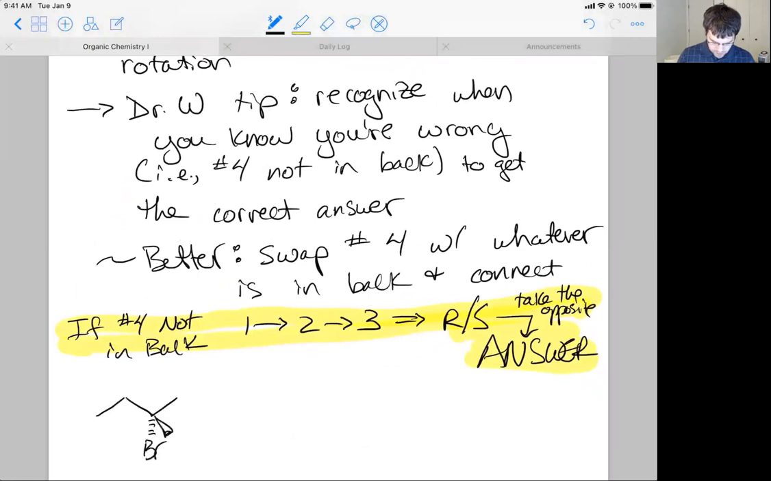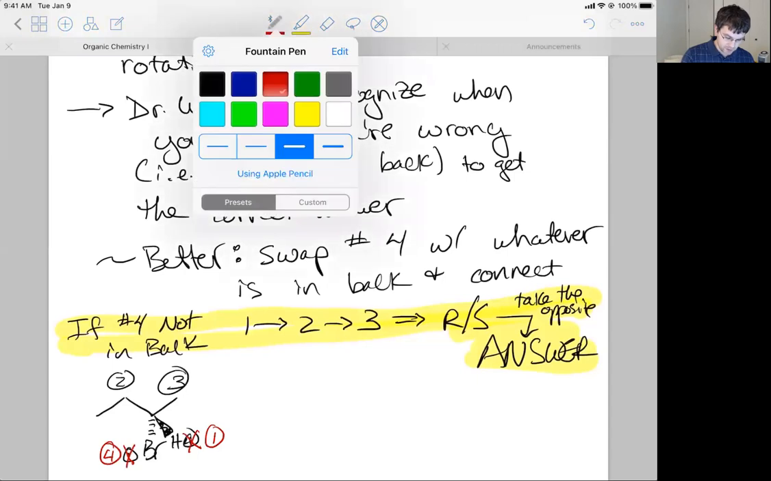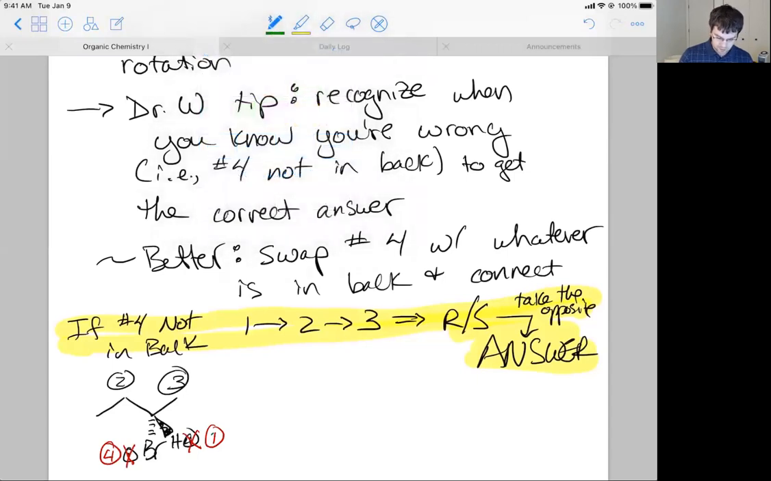Now, it turns out you don't need to worry so much about this if number 1 is the thing in back. Okay, so we went 1 to 4 to 2 to 3. Now, what I'm going to do is cross out the 1 and the 4 and swap them. So I've swapped the priority on the hydrogen and the bromine. And then I'm going to connect from 1 to 2 to 3.